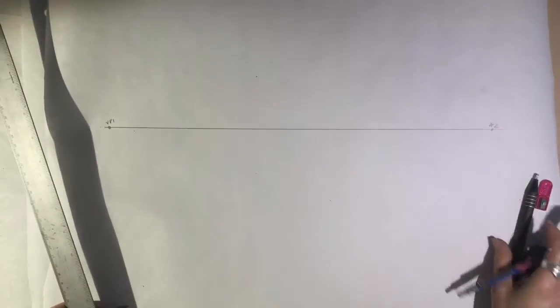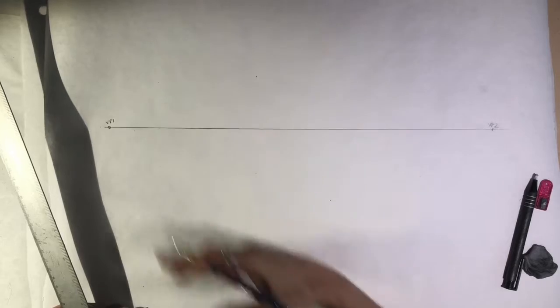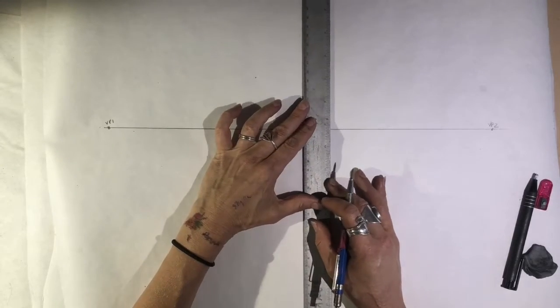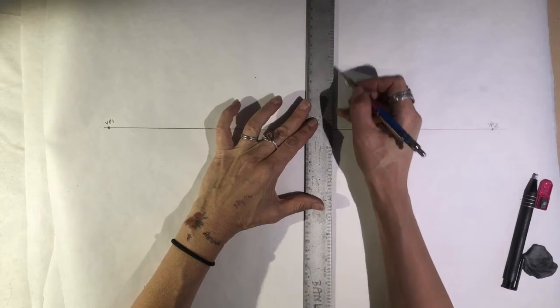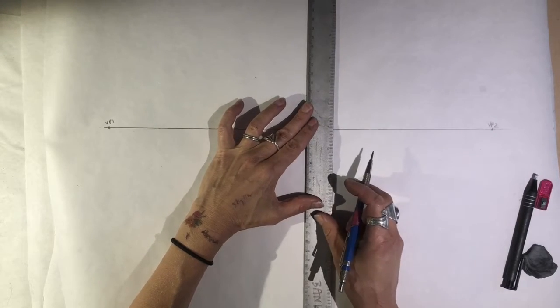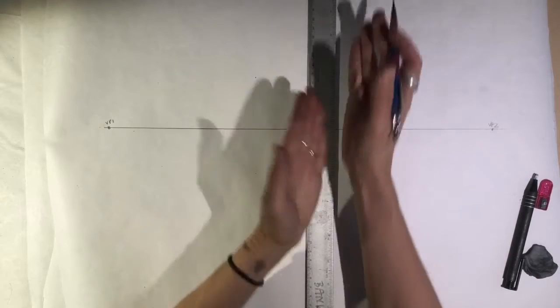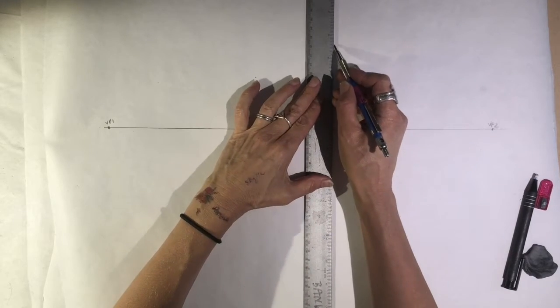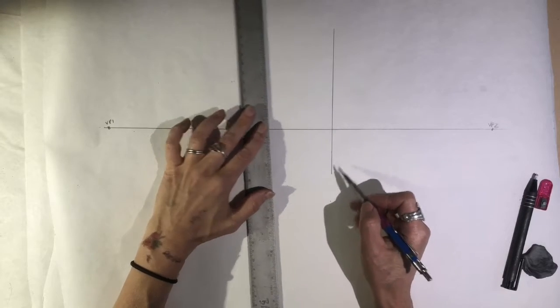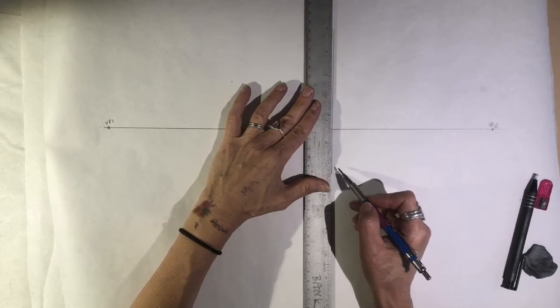Make them as wide as you can on your page so that things won't be as extreme in perspective. Now I'm going to start with a vertical line bisecting my horizon line. And I'm going to make it a little off to the right.